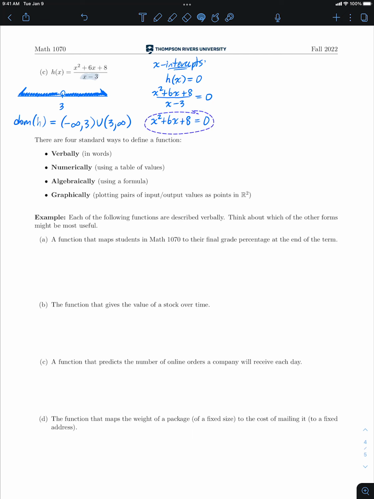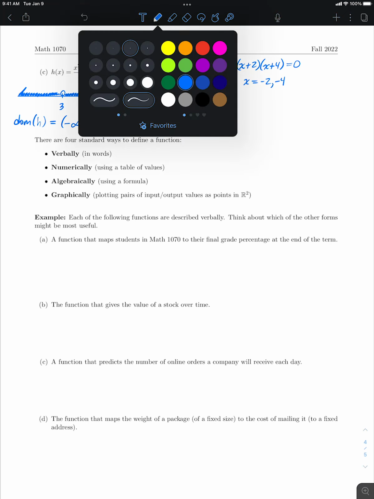Okay, now we've got a quadratic. We can factor it. You can check that this factors, right? Look for two numbers that add to 6 and multiply to 8, and you can do the factoring process I showed you earlier, and you're going to end up with this. You'll have x plus 2 times x plus 4 is equal to 0, and that gives you two solutions, right? x is equal to negative 2 or negative 4. Okay, so those are the x-intercepts.